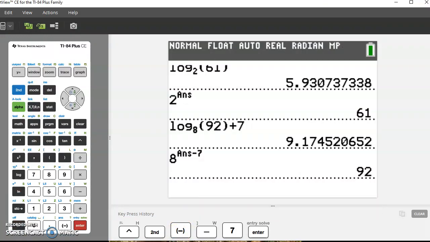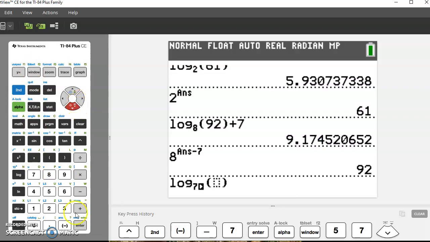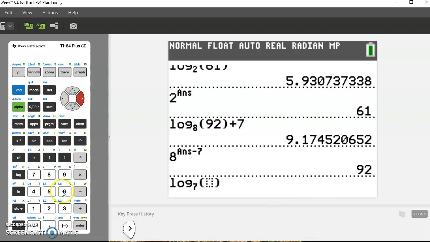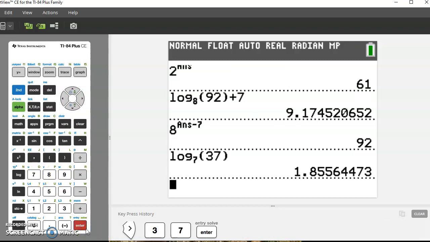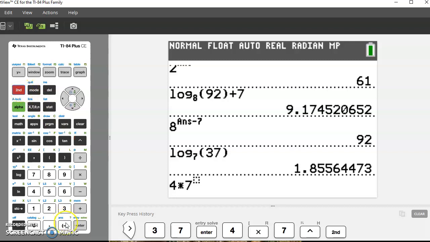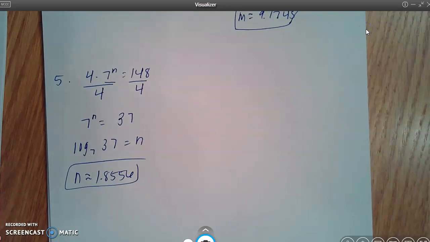Plug it into our calculator. Once again, alpha window number 5. We have log base 7, arrow to the right, 37. And that's going to equal approximately 1.8556. Okay, we need to plug this in to make sure that it works. We have 4 times 7 raised to the second answer. And we need this to equal 148, which it does. So once again, final answer works. Okay, so I think you get the idea of that. Let's flip to the next page and try some that have a little bit more steps involved.